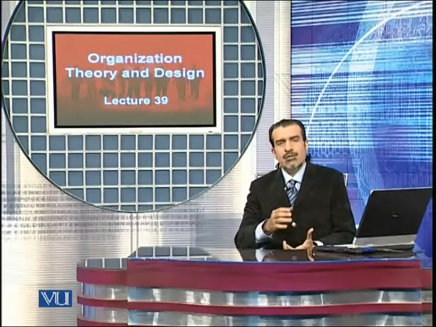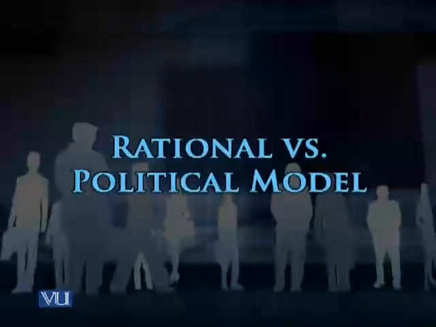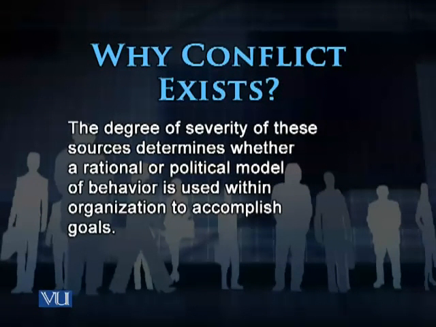Where the degree of severity of these sources is very high, and in one case the degree is not that high, that will give us the choice of which way and which model will be adopted to resolve the organizational goals, which means to diffuse the conflict. So there are basically two models through which intergroup conflict is handled. One is called the rational model of behavior and the other is called the political model of behavior. Depending on the degree of severity of these sources, we will use either the rational behavioral model or the political behavioral model to diffuse the conflicts occurring within organizations.